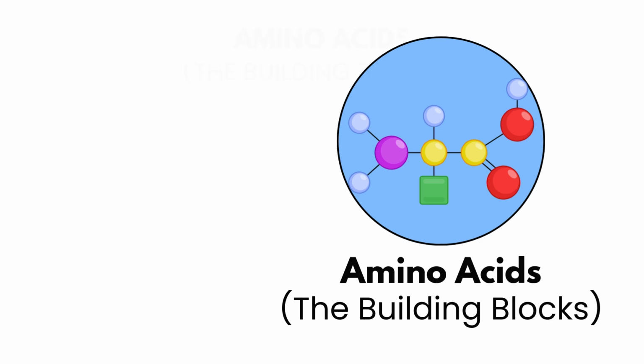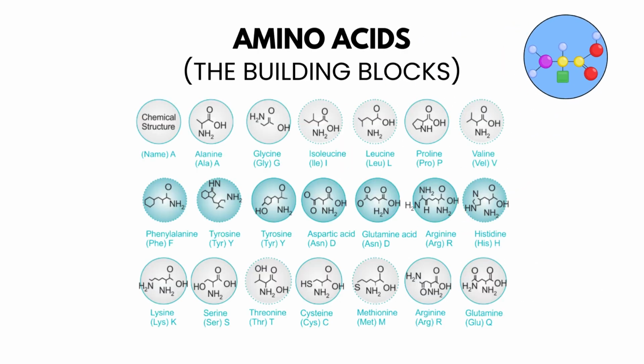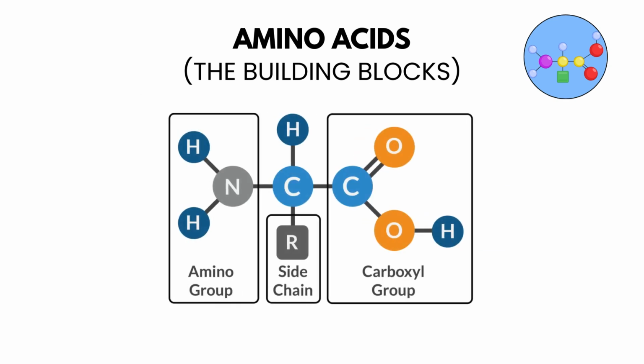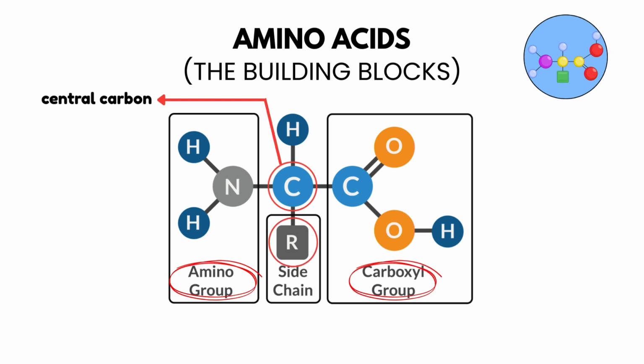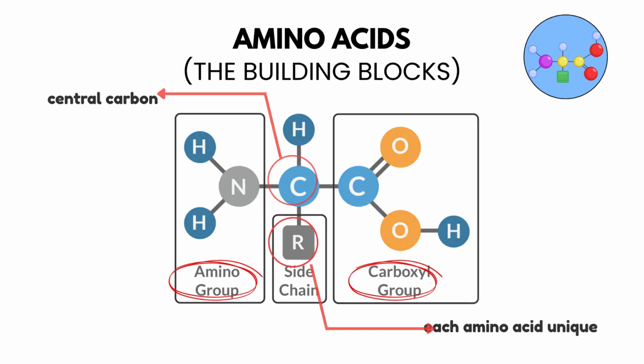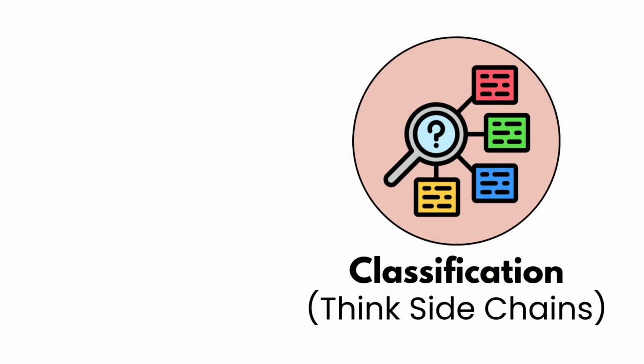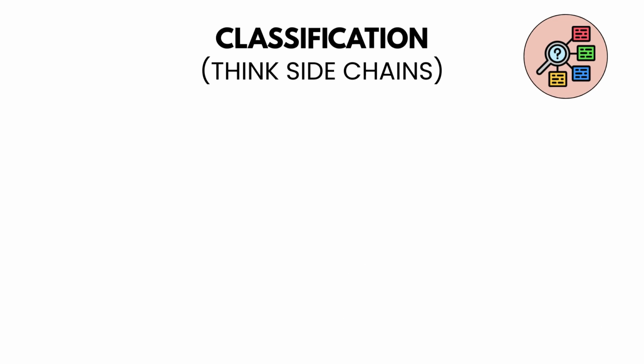Amino acids, the building blocks. There are 20 standard amino acids that make up nearly all proteins. Every amino acid has the same base: a central carbon, an amino group, a carboxyl group, and a variable R group. It's that R group that makes each amino acid unique. Classification, think side chains. MCAT loves this.